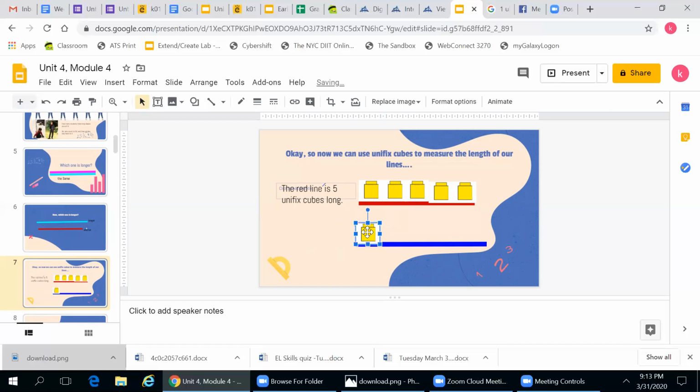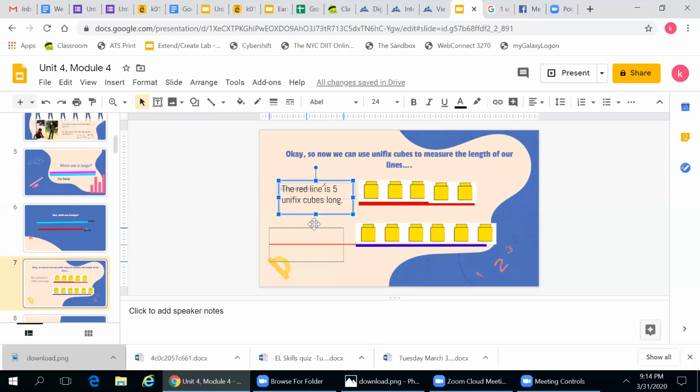We got 1, 2, 3, 4, 5, and 6. Wow. So the blue line is actually 6 linking cubes, or 6 Unifix cubes long.